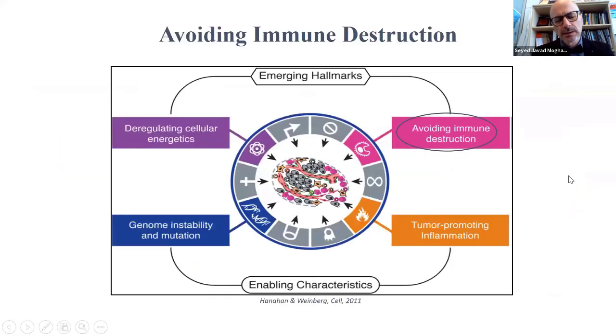So as Dr. Savai mentioned, these days immunotherapy has an important role in fighting tumor. So how did immunotherapy come into existence? It was because we know that tumor can avoid immune destruction. This is an emerging hallmark of cancer.